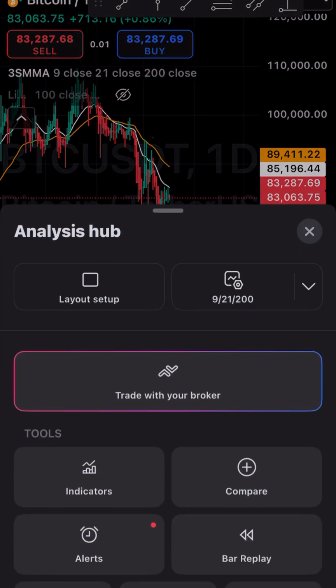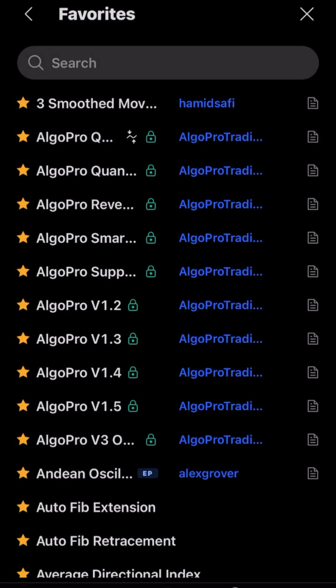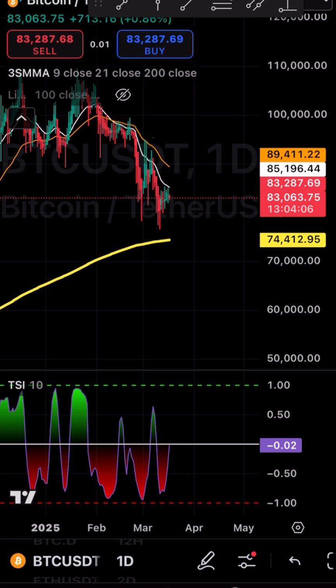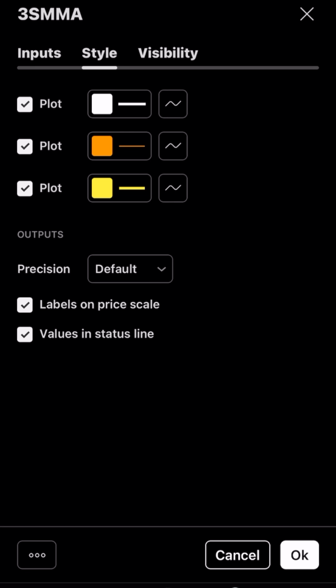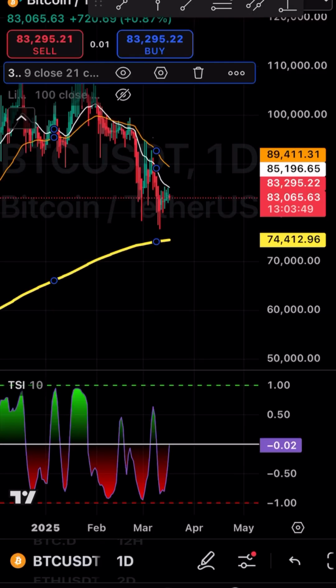Okay, so the first thing you want to do is load up your indicators and go to 3 smooth moving averages. Once you're there, input 9, 21, and 200. The 200 I make a little bit more thick, and just make sure the other ones are bright as well. So then you've got your 3 moving averages here: the 9, 21, and 200.